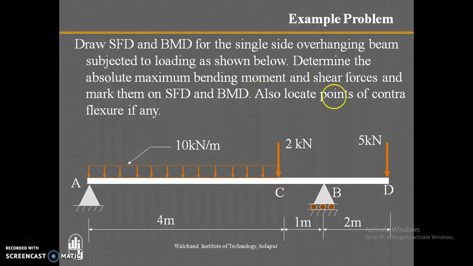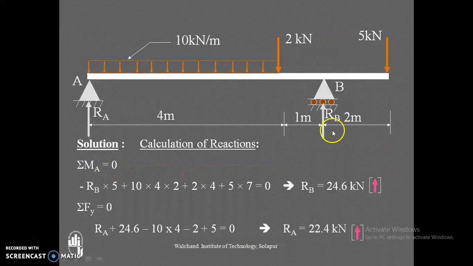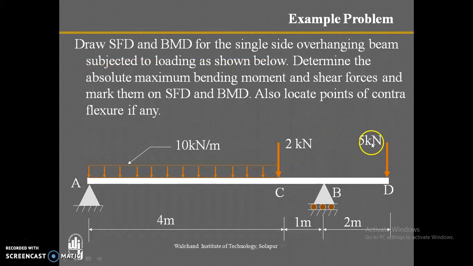So you can see the beam here. The span of the beam is 5 meters, A to B, and the overhang is 2 meters, BD. A 10 kilonewton per meter UDL is acting, a 2 kilonewton concentrated load is acting at C, and a 5 kilonewton concentrated load is acting at D.